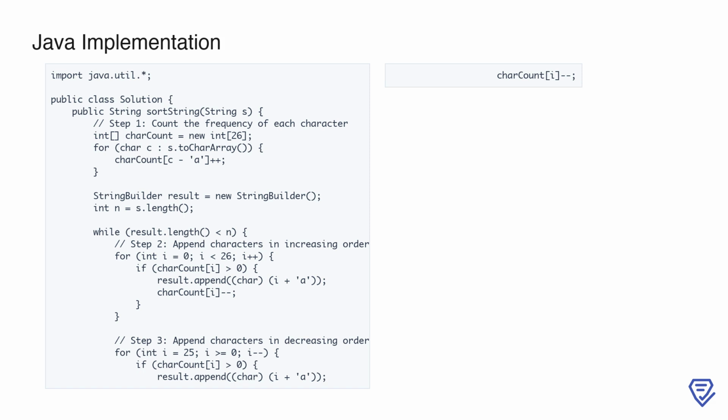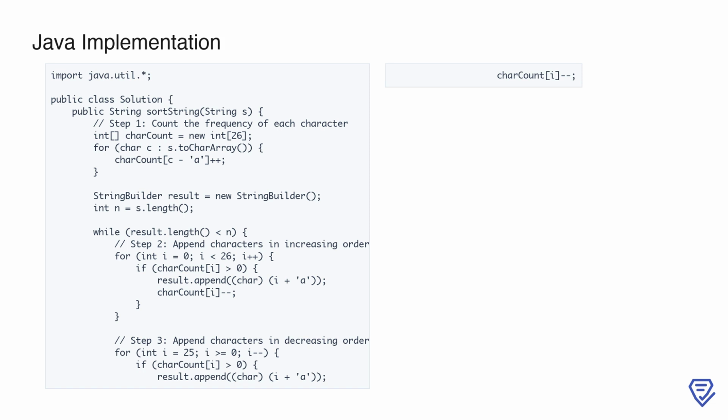By iterating through each character in the string, we increment the count at the corresponding index in the array. For example, if the character is A, we increment charCount[0], and if it's B, we increment charCount[1], and so on. Next, we create a StringBuilder object to construct our result and store the length of the input string in the variable n.